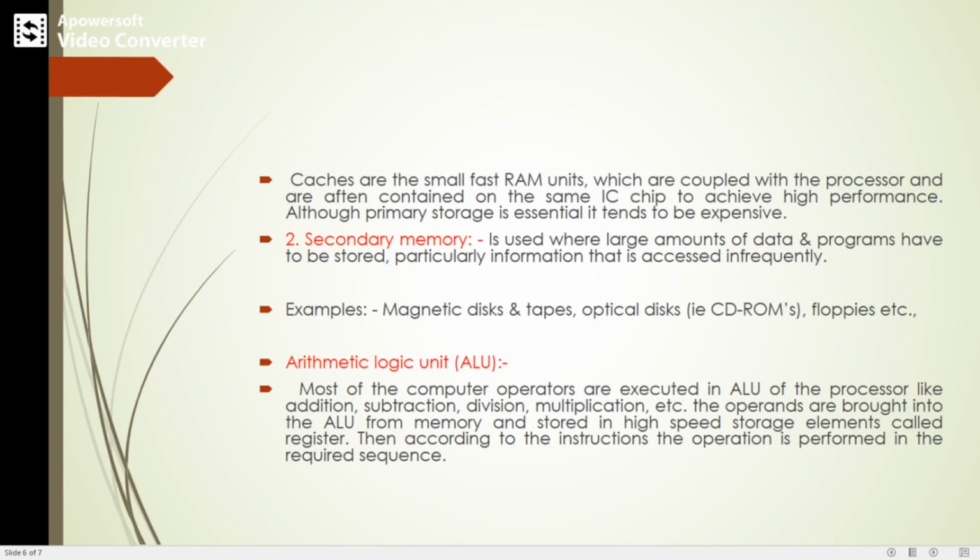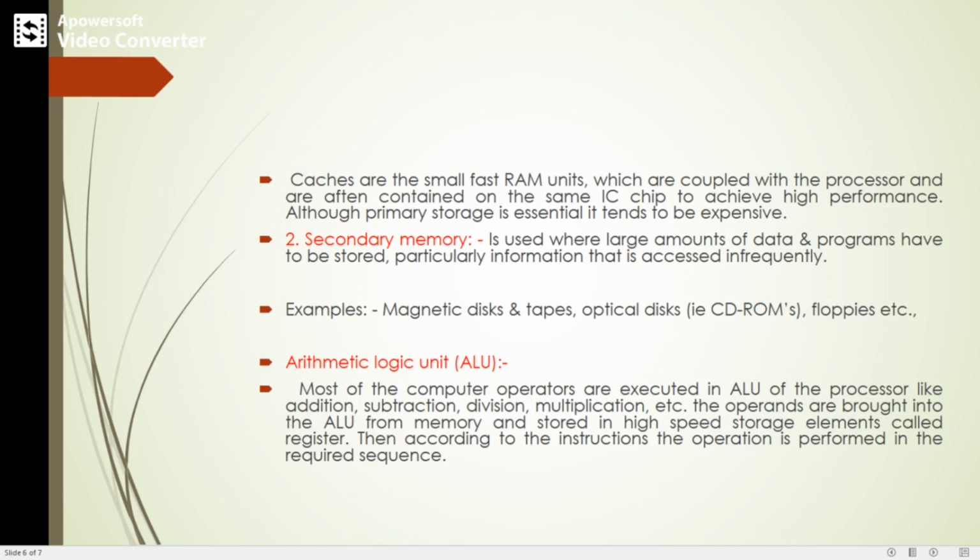Next is secondary storage. Secondary storage is used whenever we have a large amount of data or programs to be stored, particularly information that is accessed infrequently. Data or information which is infrequently accessed we can store permanently on the secondary storage. Examples of secondary storage are magnetic disks and tapes, and optical disks like CD-ROMs and floppies, etc.